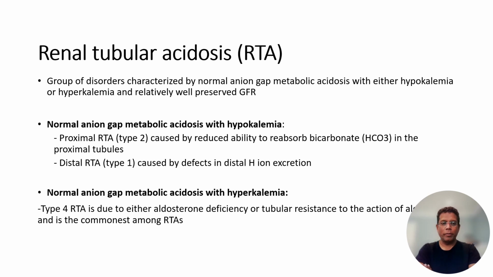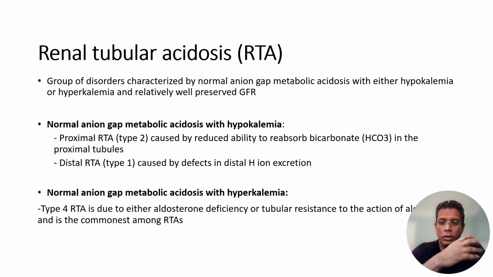So to begin with, when do you suspect that your patient has renal tubular acidosis? Because in your day-to-day life, most of the metabolic acidosis that you come across is high anion gap metabolic acidosis, which you might see, for example, in diabetic ketoacidosis or lactic acidosis or even metabolic acidosis due to advanced renal failure. So you suspect RTA when you have normal anion gap metabolic acidosis with either hypo or hyperkalemia, and that's pretty much it.